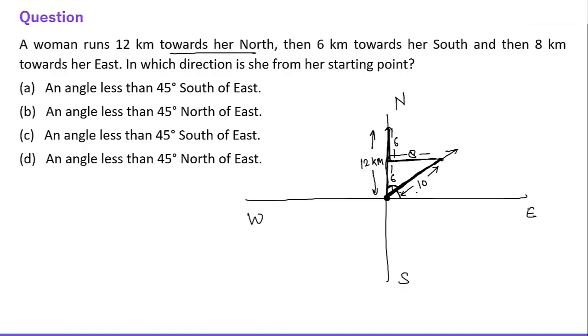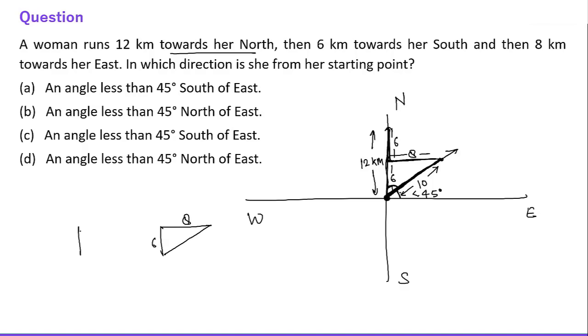Right? This angle will be less than 45 degrees. Why am I saying this angle is less than 45 degrees? Because this side is 6 and this is 8. Fine, everyone. That's why this angle is less than 45 degrees.